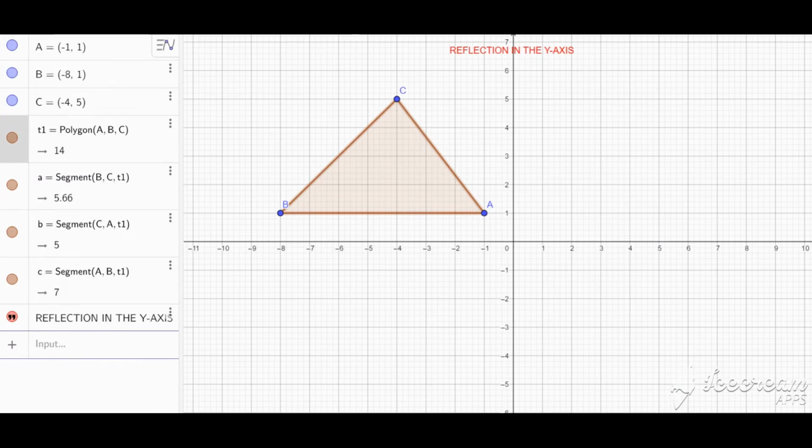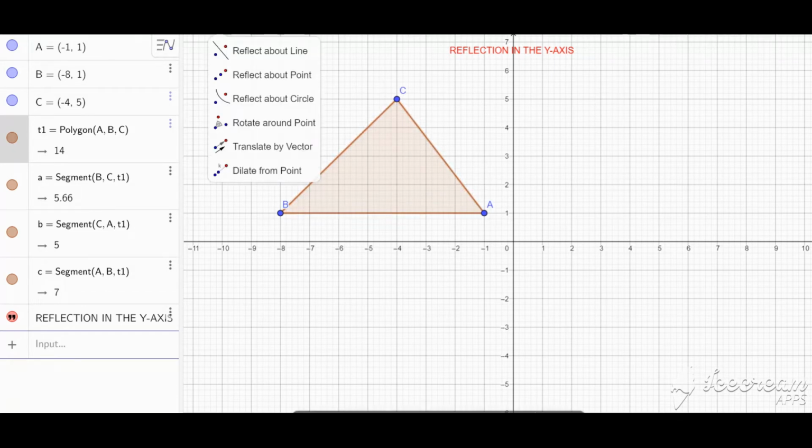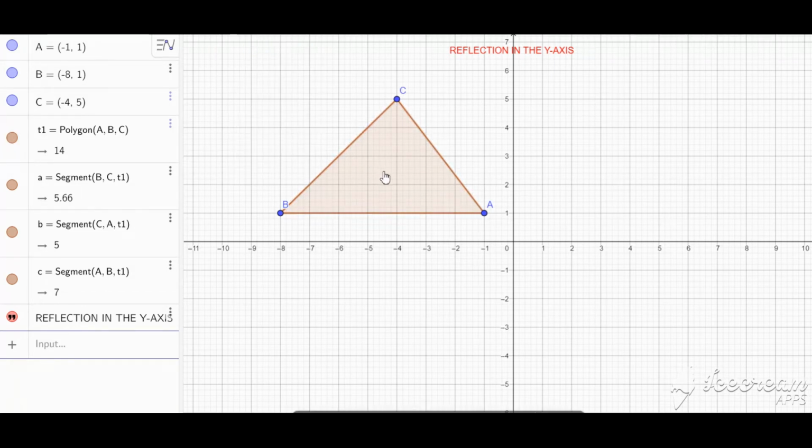Now to carry out a reflection, the only thing we practically need is the object and the mirror line. Now I'm looking here at a reflection in the y-axis. So let us look at my object. On the far left here, we have the coordinates of this object, which is A (-1, 1), B (-8, 1), and C is (-4, 5). So those are the coordinates of my object. Bear in mind that my mirror, in this case, which is what I'm calling my mirror line, is the y-axis. Alright? So let us see what happens when this is reflected in the y-axis.